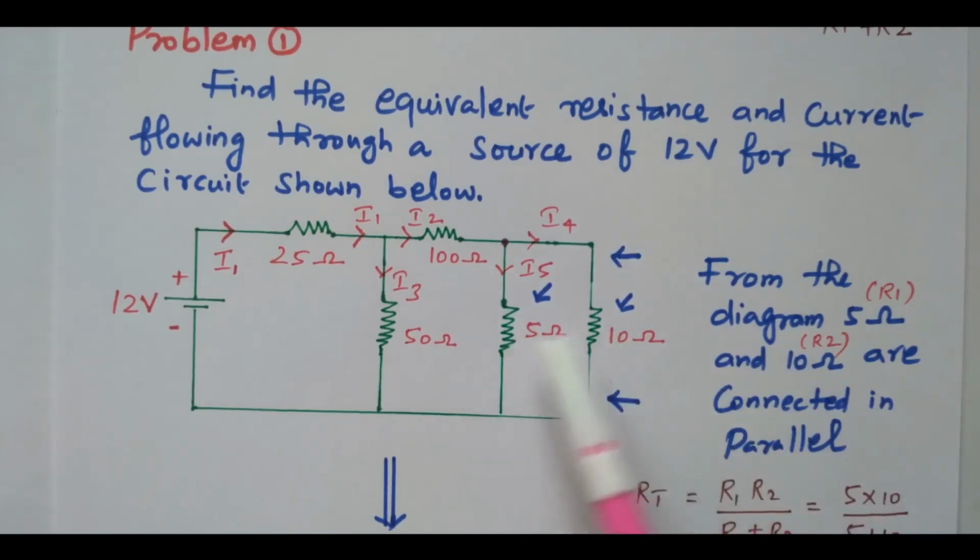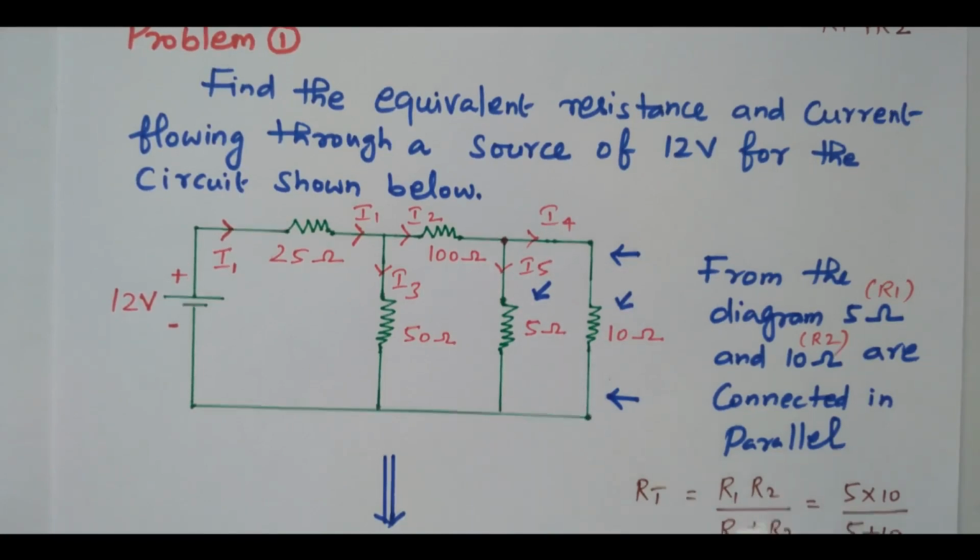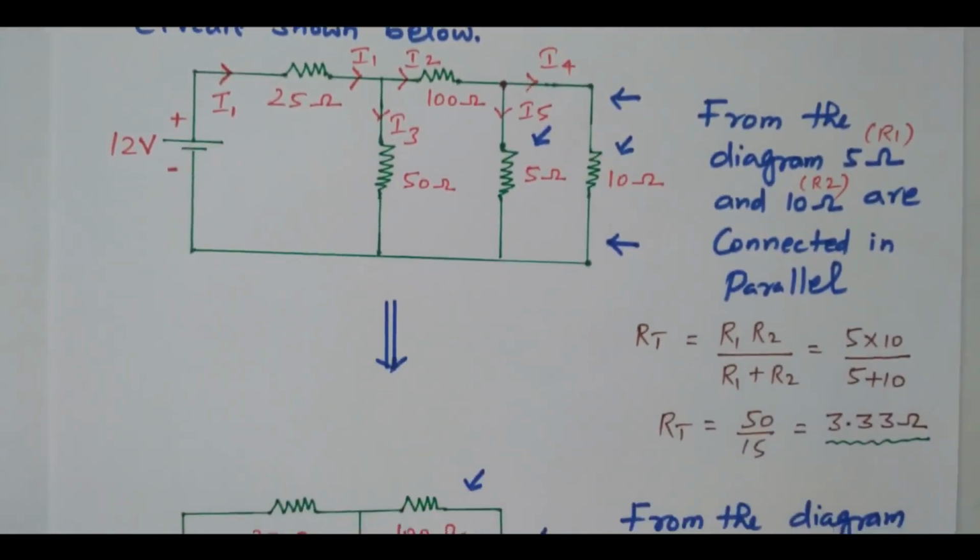That is, these two are connected in parallel. We will go from right hand side to left hand side. By seeing this diagram, it is clear these two are connected in parallel. So if these two are connected in parallel, we can find the equivalent resistance.